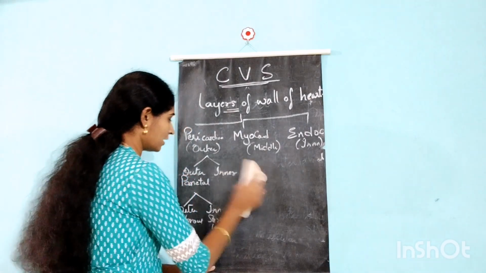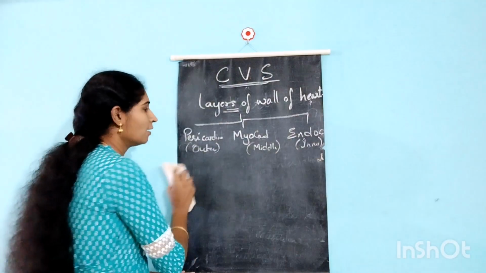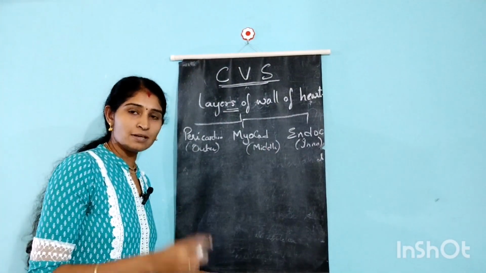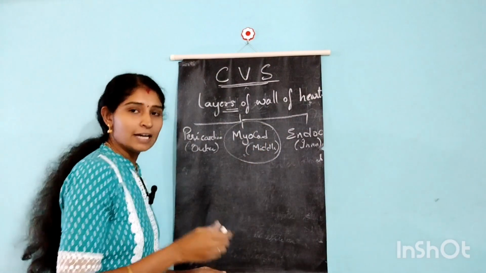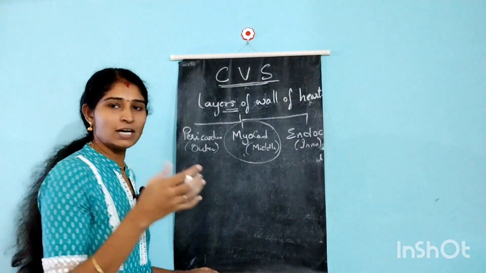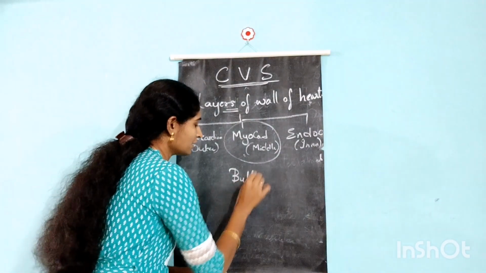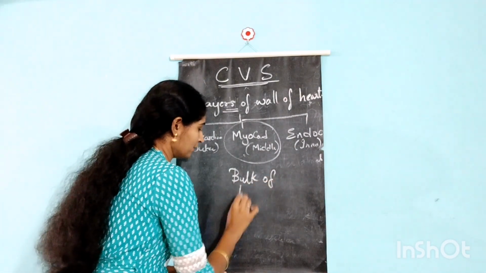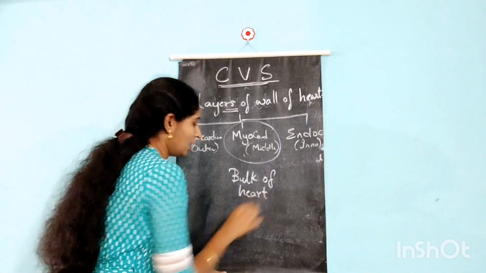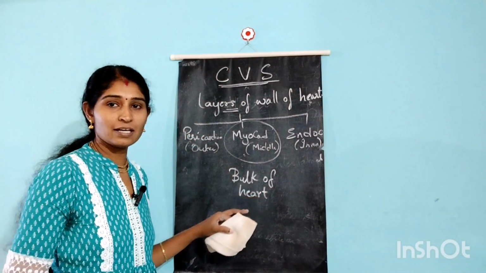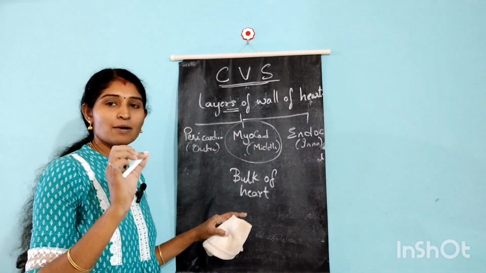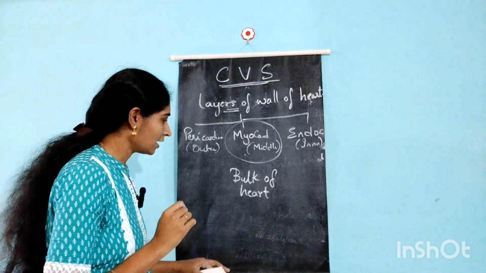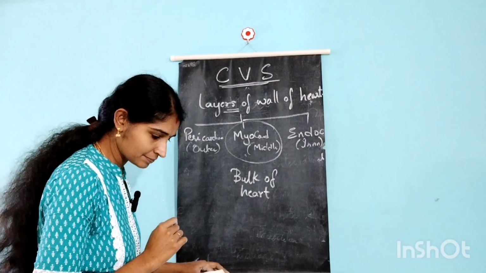Now coming to the myocardium. Myocardium is what? Middle layer. Myocardium is the middle layer and it is the main layer, it forms the bulk of the heart. Which is forming the bulk of the heart? It is the myocardium. And what kind of cells are there? It is muscle cells, that is cardiac muscle cells.